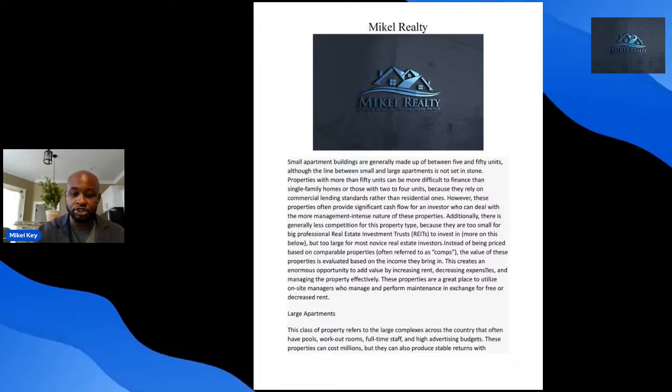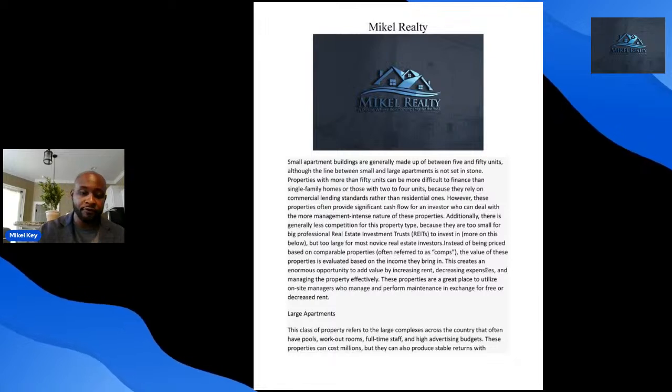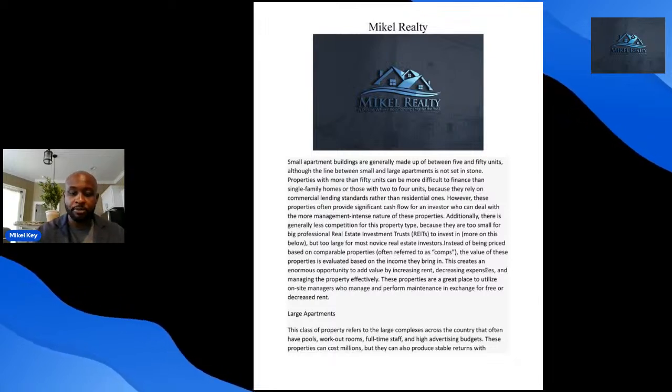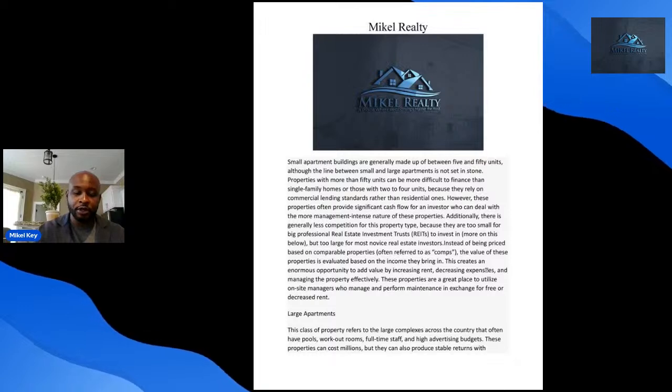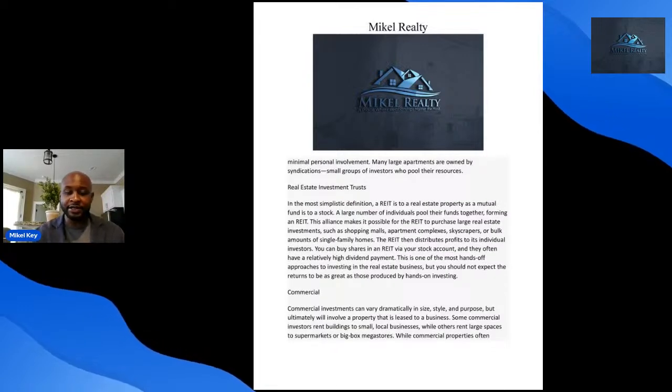Obviously large apartment buildings will be 50 units and up. And obviously for new investors, this is not an ideal investment.